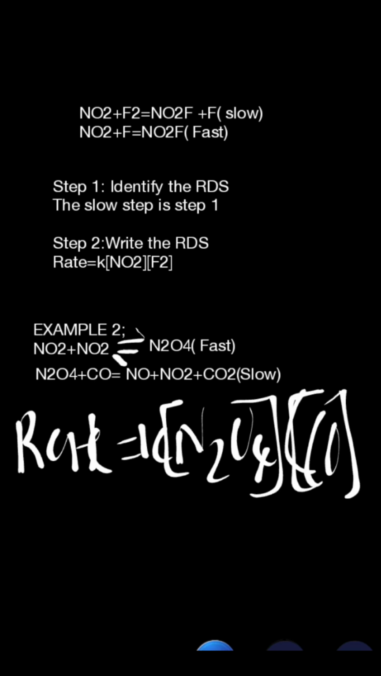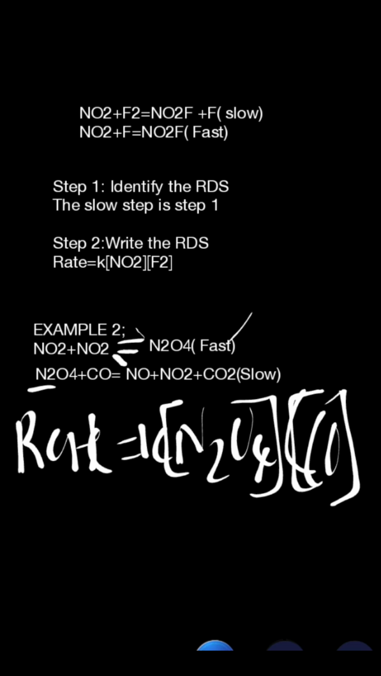Now, step 2, let's remove the intermediate. What's the intermediate? N2O4 is the intermediate. It's appearing on both sides. It was the product here, and it has become the reactant here. So let's remove it. Now, how are we going to remove it?